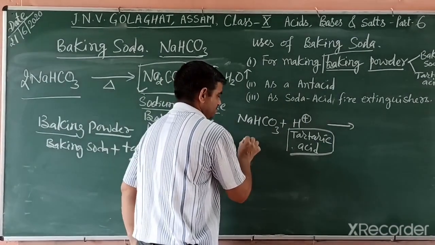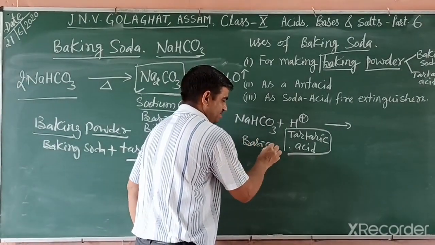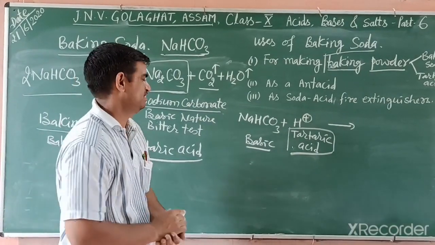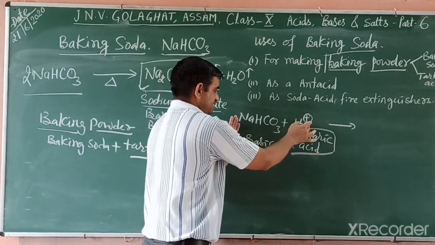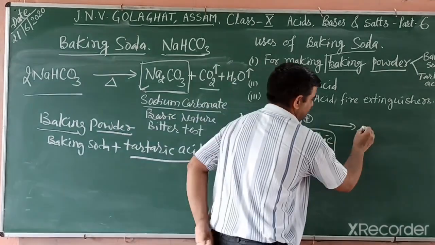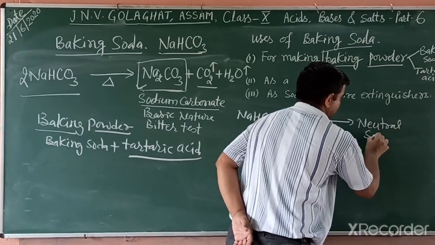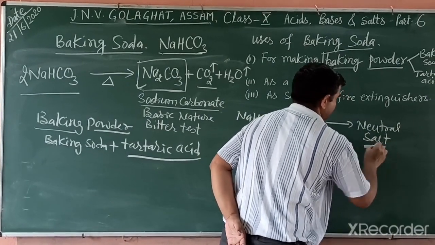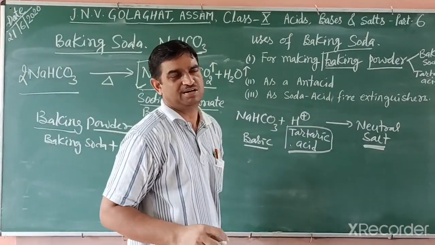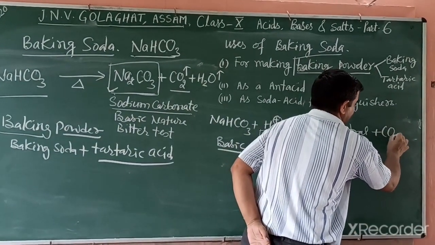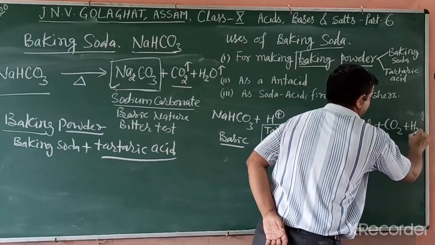This one is a basic salt. We already confirmed it is basic by litmus or pH paper. So this tartaric acid and this base neutralize each other, and we get a neutral salt. Due to this neutral salt, our bread or cakes do not taste bitter, and carbon dioxide gas is released again, along with water.